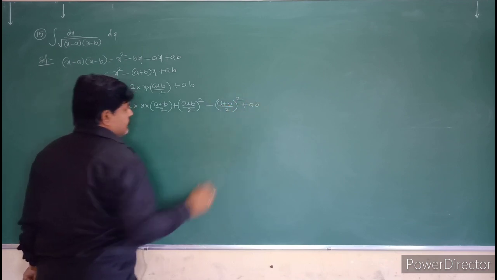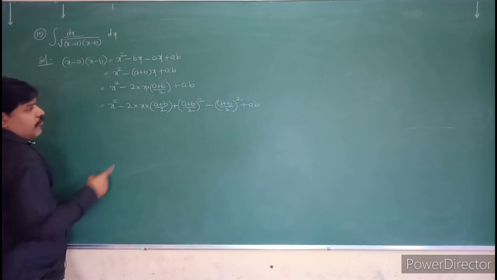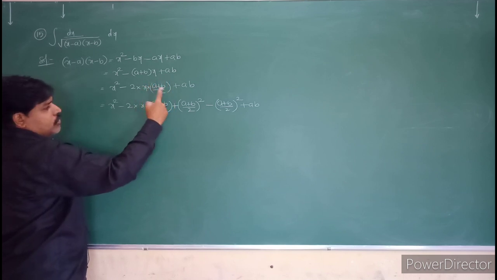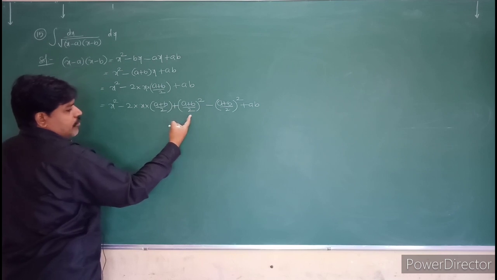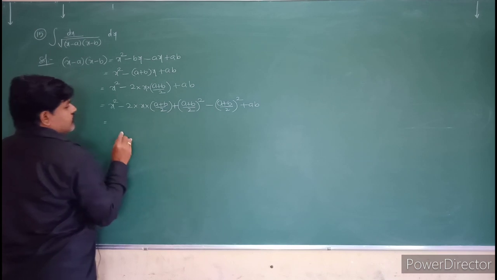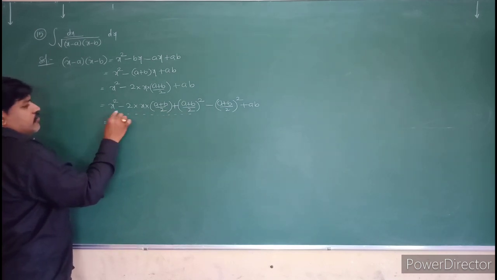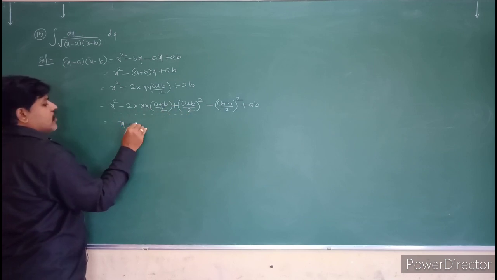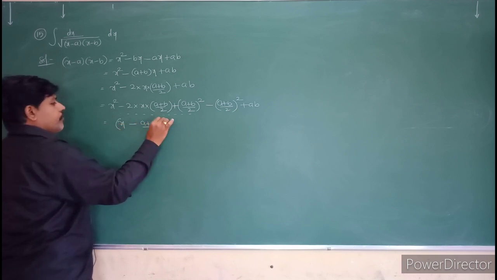Plus ab. I added and subtracted (a plus b by 2) whole square because in a square minus 2ab, in the place of b you have (a plus b) by 2, so you have to add b square and subtract b square. So b value is (a plus b) by 2, so you can replace the value. Observe these first three terms: they will become a square minus 2ab plus b square, that is (a minus b) whole square. So x minus of (a plus b by 2) whole square.